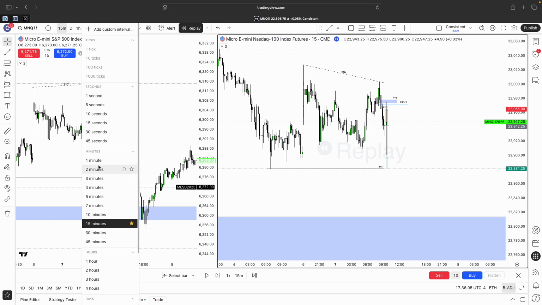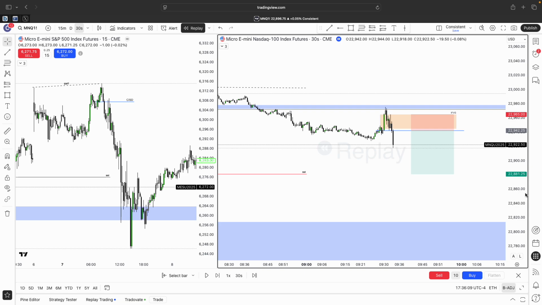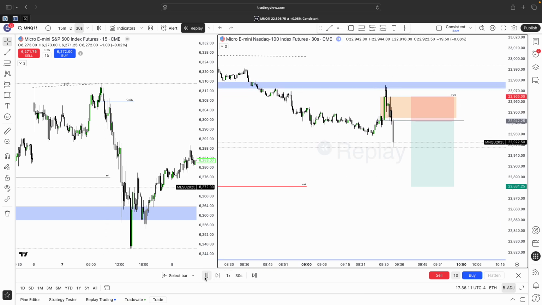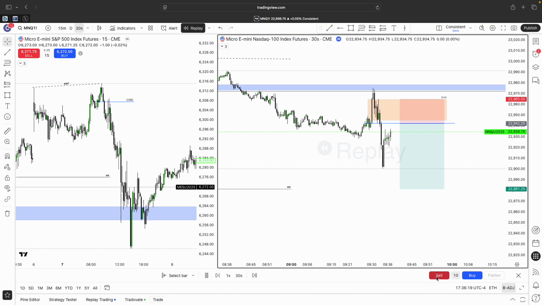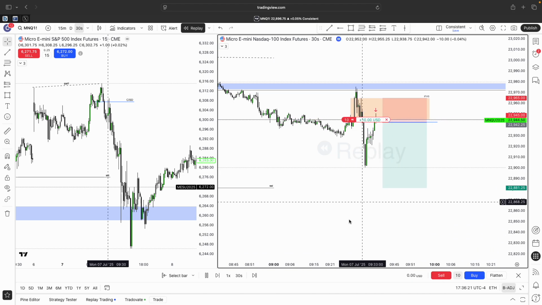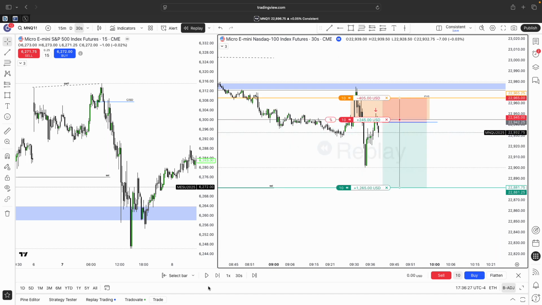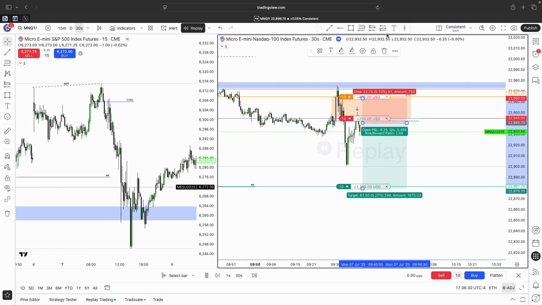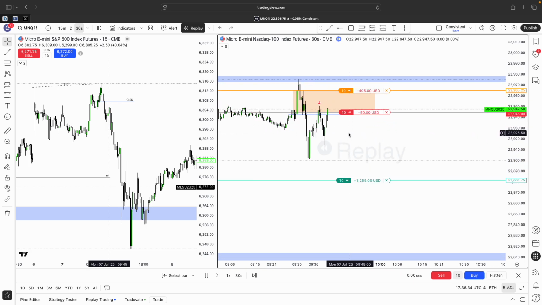And so I was waiting for that rebalance, right? Back. And so I took a short. I was waiting, boom, took a short, stop at this high, targeting the lows. So I'm waiting, waiting, and waiting.